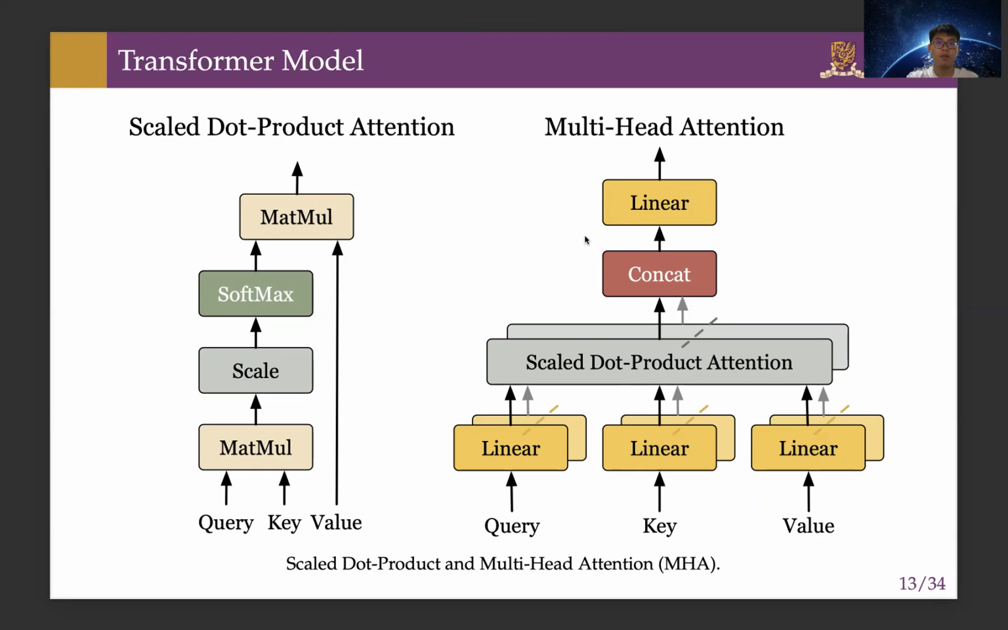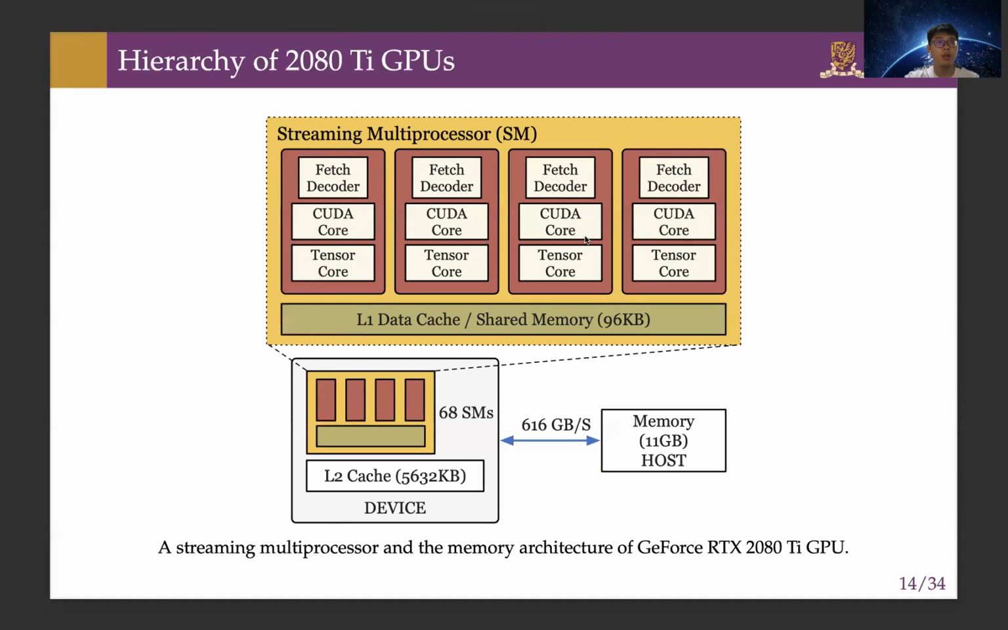We can see from the left figure that scaled dot-product attention is composed of matrix multiplication and softmax operators. From the right figure, multi-head attention allows the model to jointly attend to information from different representation subspaces and different positions. Deep learning models are often trained and executed on the GPU. Modern GPUs employ a complex execution pipeline and memory hierarchy to support concurrent execution of parallel threads. Take the 2080 Ti GPU as an example. It contains 68 streaming multiprocessors.